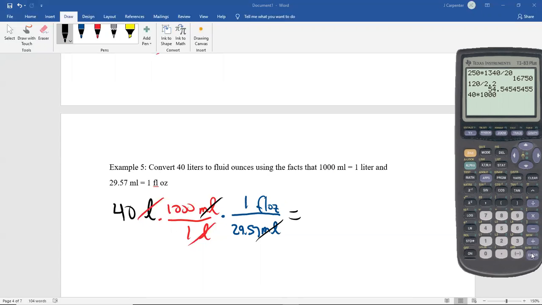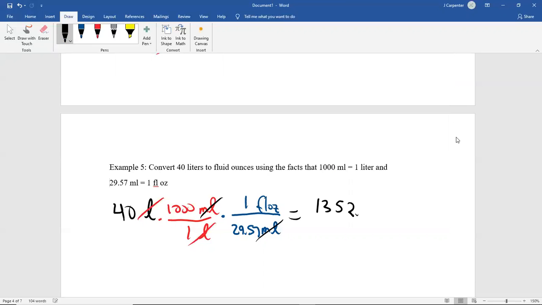Some people might have just known to move the decimal right 3 places as well to convert it to milliliters. That's fine as well. Then you divide this by 29.57. And we get 1352 and some change. We're going to round to the nearest tenth. So the hundredths is a 2. That tells us to round down. The 7 stays a 7. So 1352.7. What are our units? The things that weren't canceled, fluid ounces.